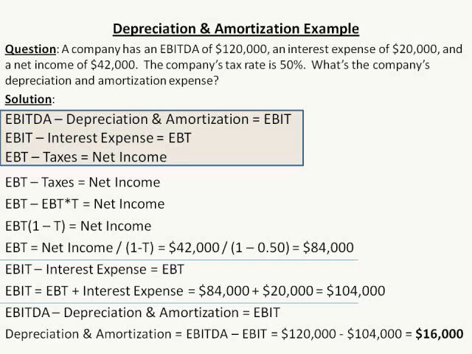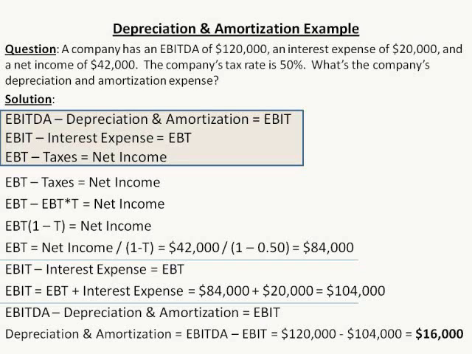So here's a question. It's a hypothetical scenario, and let me read off the question. It says a company has an EBITDA of $120,000, an interest expense of $20,000, and a net income of $42,000. The company's tax rate is 50%. What's the company's depreciation and amortization expense? Now, EBITDA stands for earnings before interest, taxes, depreciation, and amortization. So let's look at the solution here.